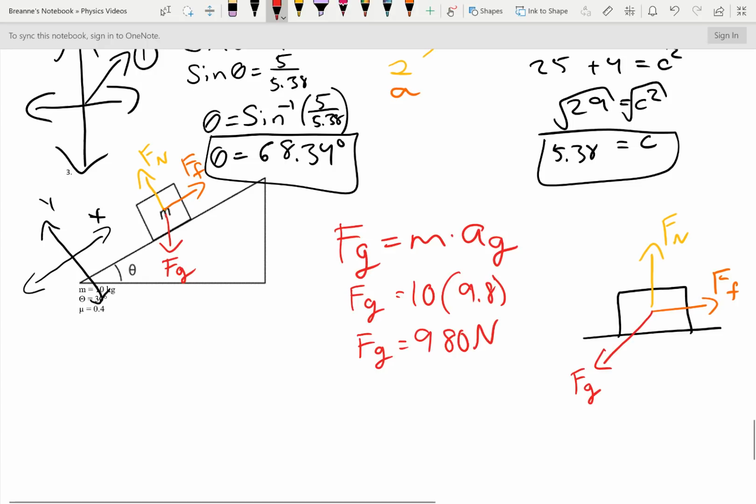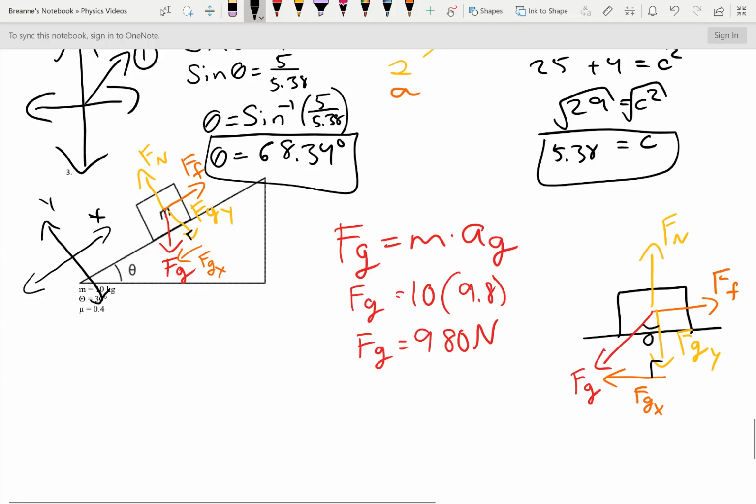So now we can break our force of gravity into its x and y components. So you have force of gravity in the y, and you have force of gravity in the x. Do the same thing over here. Force of gravity in the y, and force of gravity in the x. That does make a right triangle.